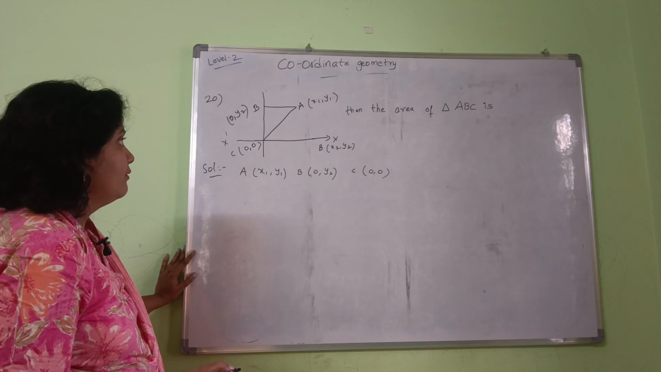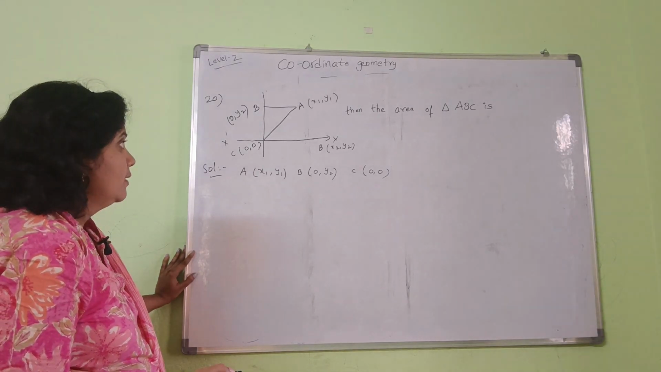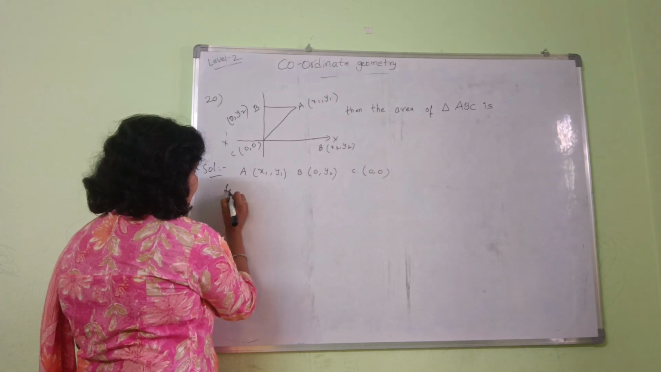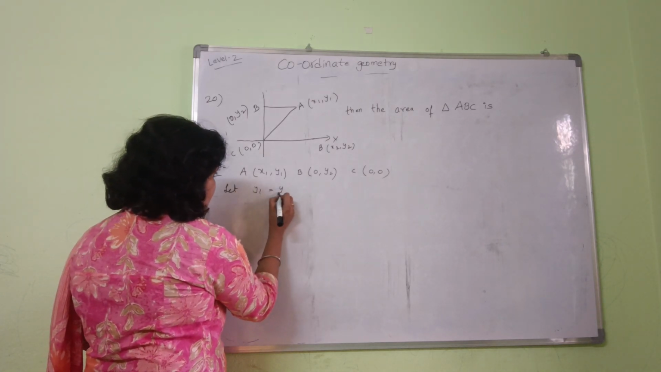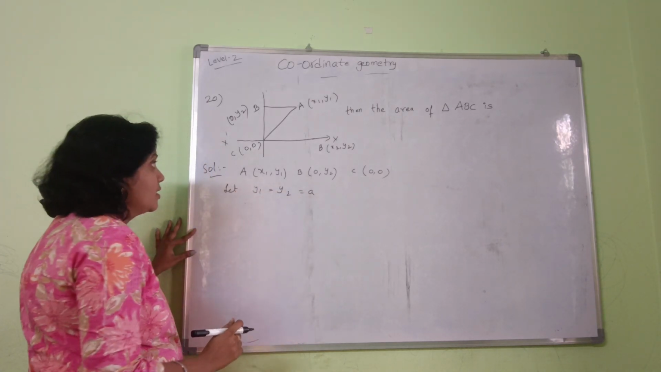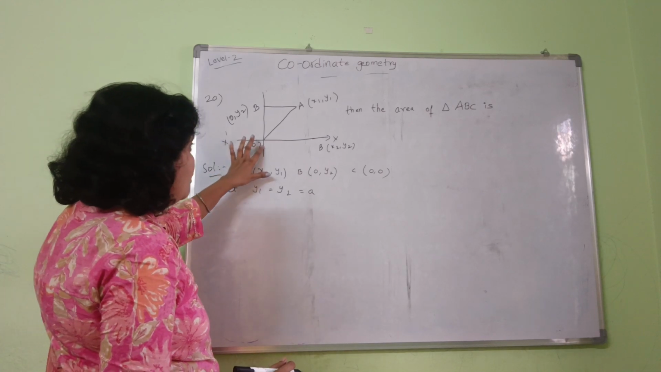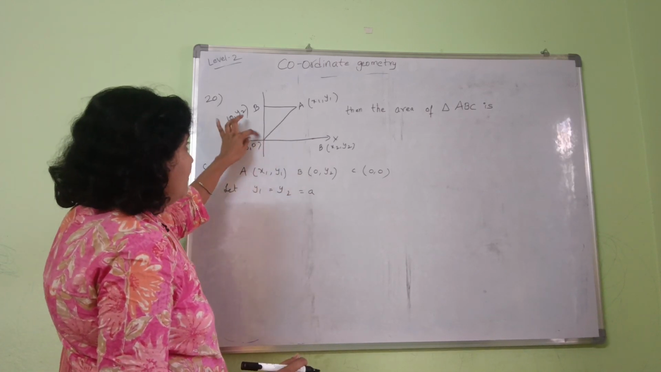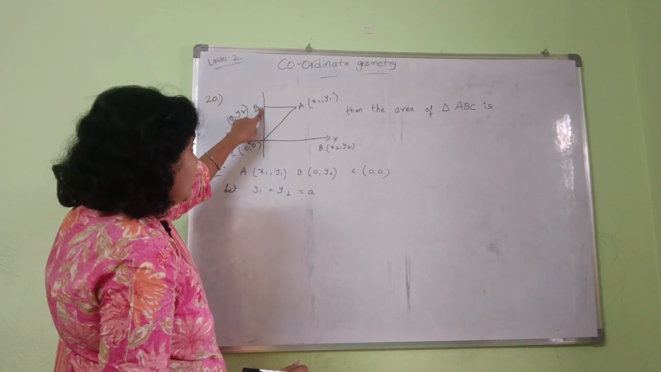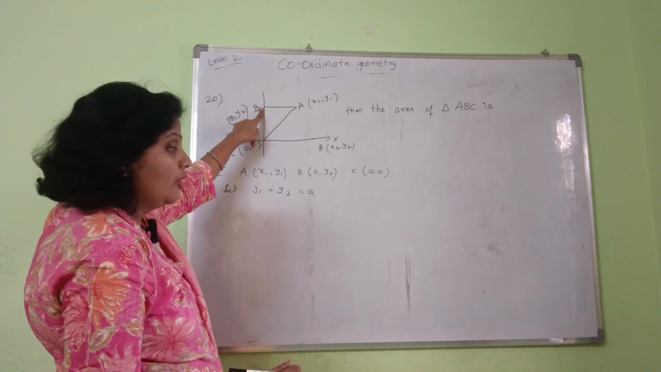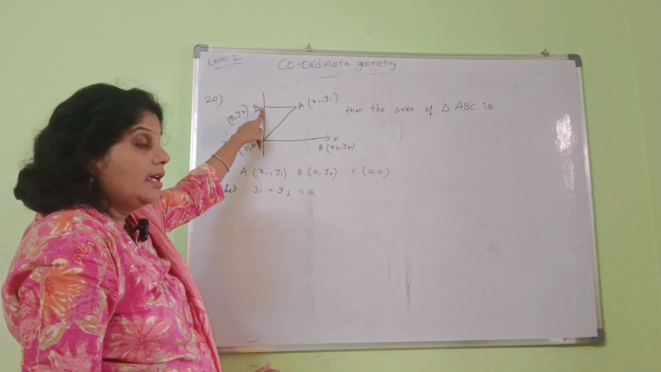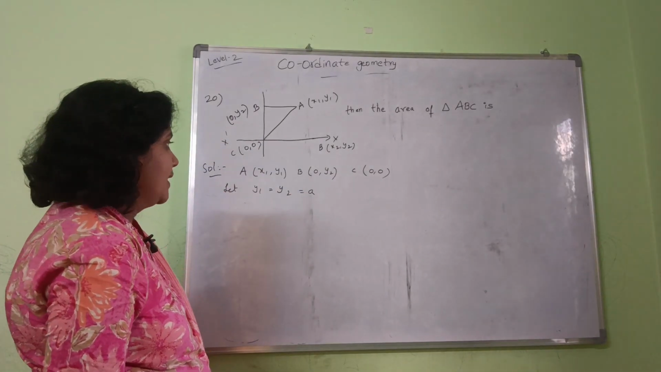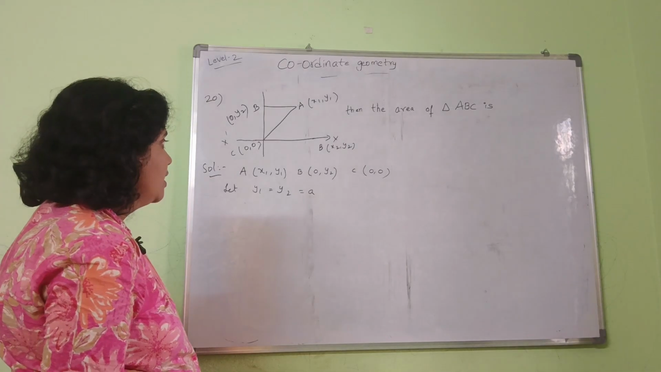Here both y1 and y2 are the same. Let y1 equal y2 equal a. Why? Because observe the figure. Here only the x value is changing. X is moving from here to here, but the y value is constantly staying here. So y1 and y2 are both the same, that is a. Only the x value changes, but the y value does not change.